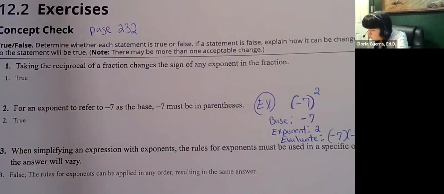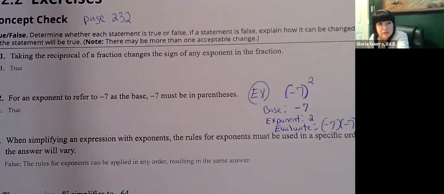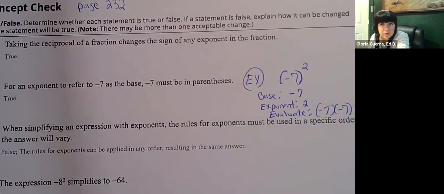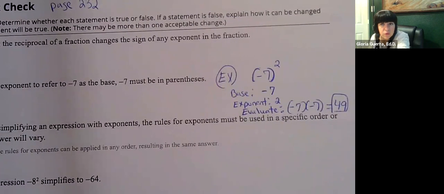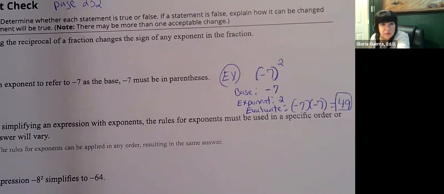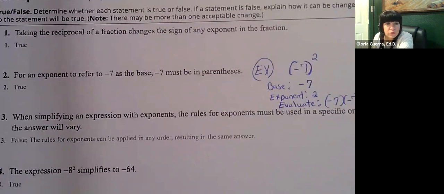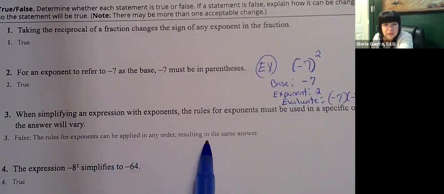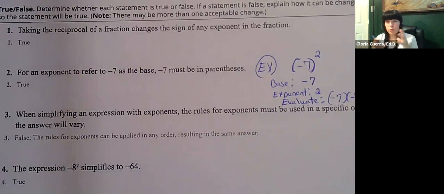Number 3, when simplifying an expression with exponents, the rules for exponents must be used in specific order or the answers will vary. Yeah, that's false. The rules for exponents can be applied in any order, resulting in the same answer. There's just not one set procedure for doing it. As long as you're not breaking the rules of exponents, you can do it in different order.